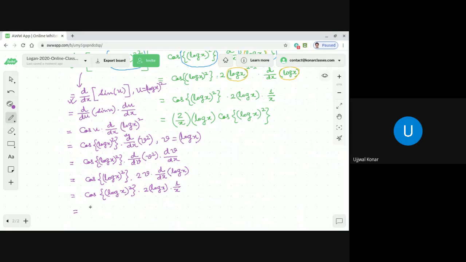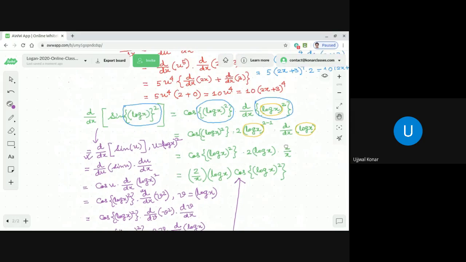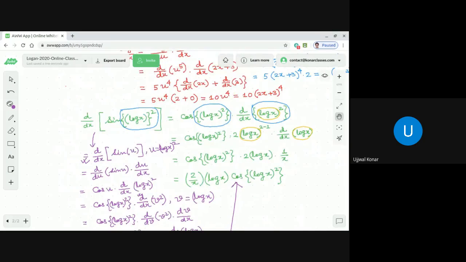What we get here, we can make it in a proper format so that it looks good: 2 by x into log x into cos of log x whole square, correct or not? You see, both are same. But in the first case, we used a principle that first we take the differentiation of the outside, then the differentiation of the inside, and so on. Correct or not?